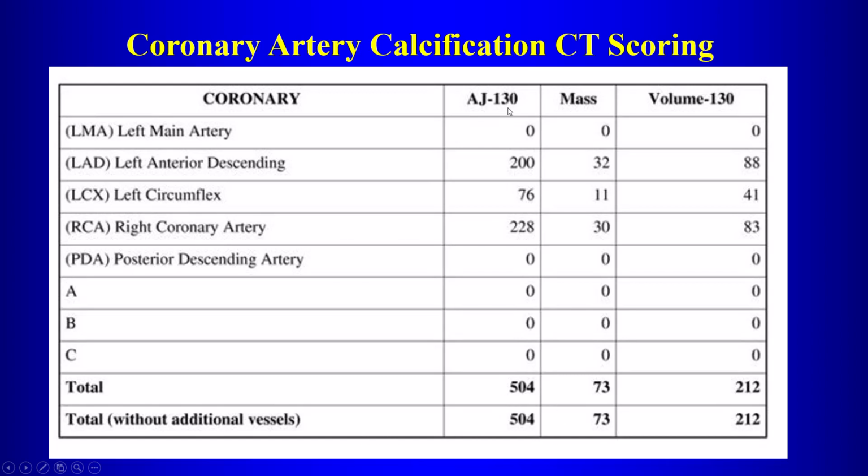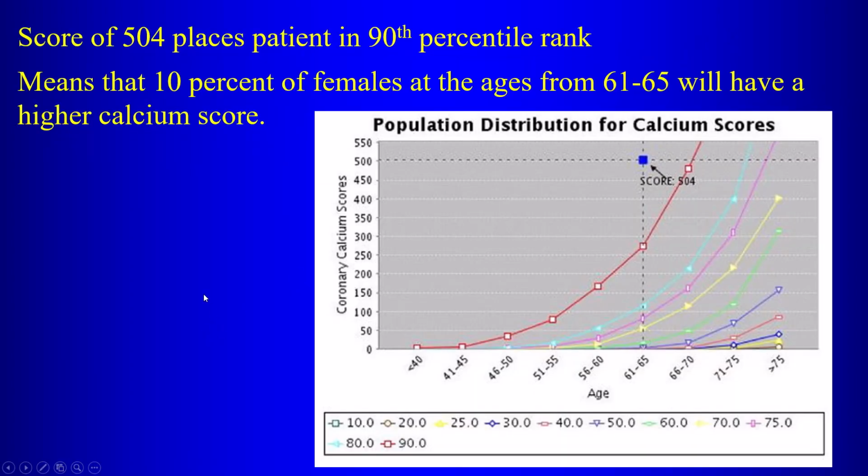So here in this example, the software has given us the Agatston score. Here it's 504, the mass score is 73, and the volume score here is 212. Again, it's the Agatston score that is the one that is typically used when you report a coronary artery calcium score, and the one that is used to determine how to manage the particular patient.